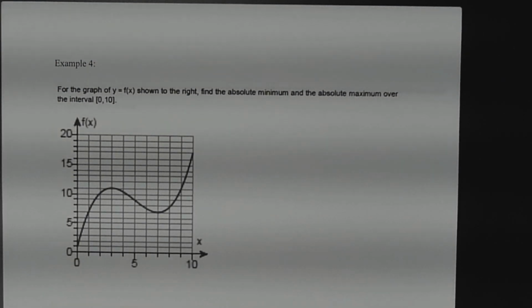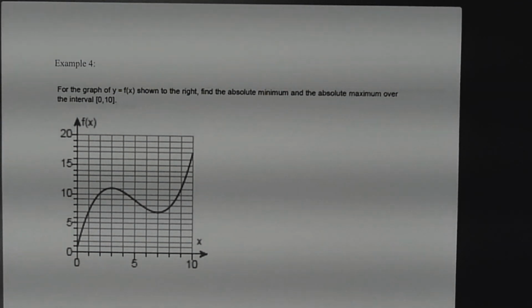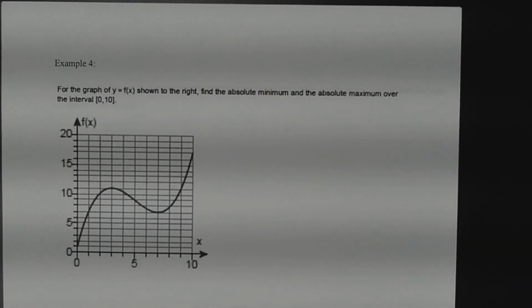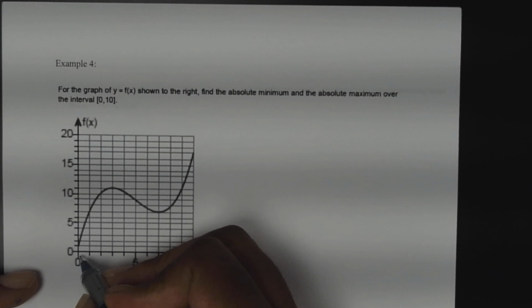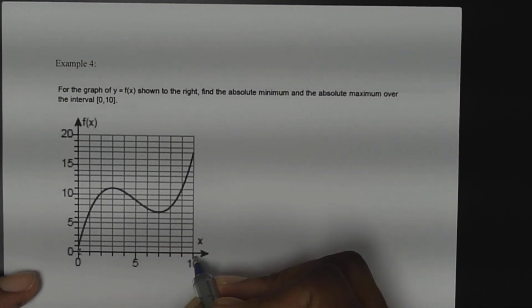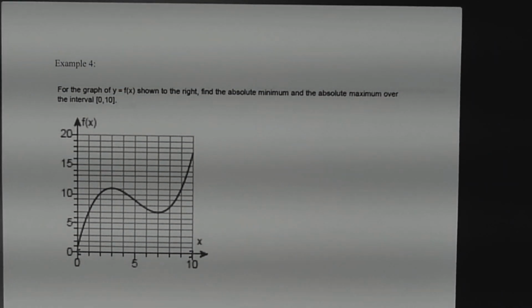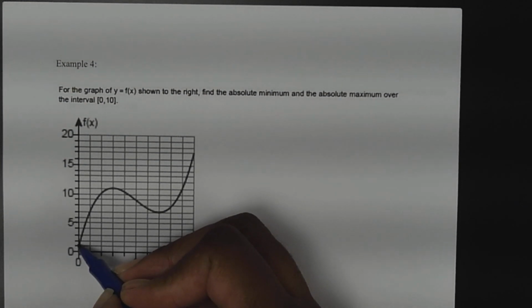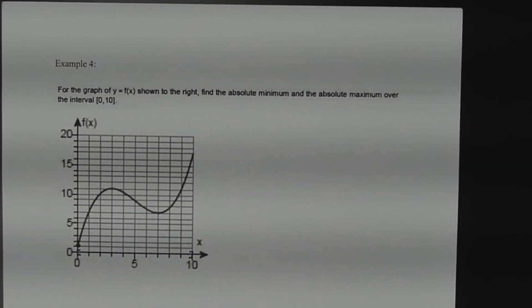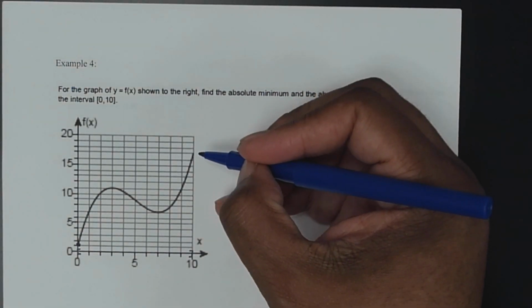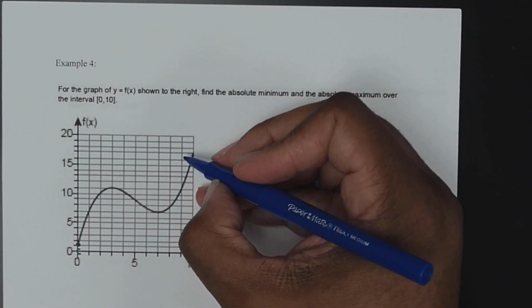And here's one more of these. By looking at the graph, we're going to find the absolute maximum and the absolute minimum over the interval from 0 to 10. So this will be from 0, which is here, and 10, which is here. So this will be probably our lowest point from 0 to 10, and the highest point from 0 to 10.